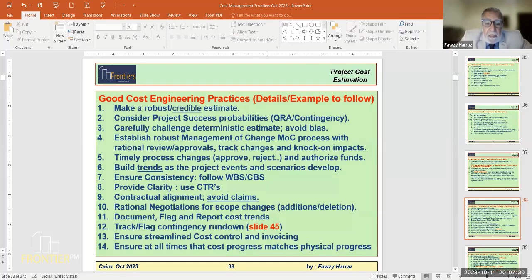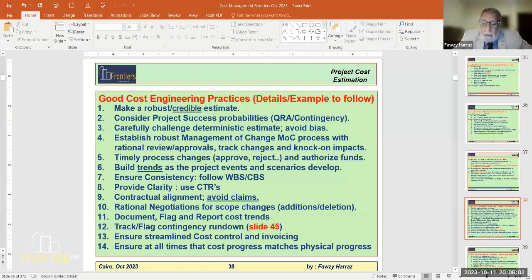ensure streamlined cost control and invoicing, ensure that at all times the cost progress matches the physical progress. That's one important thing, that you don't overpay or underpay the contractor. What he gets is quite corresponding to what is being done. And that's again one of the cost support functions.